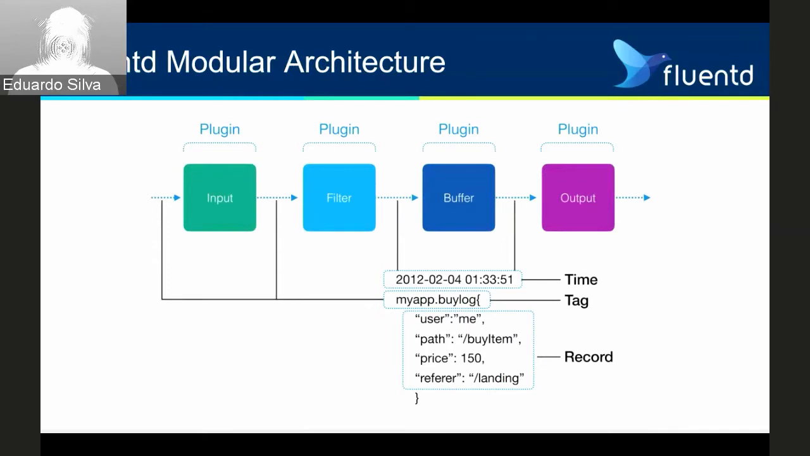For example, if we wanted to send information to Elasticsearch, it allows you to ingest data over HTTP using a specific JSON format. So an output plugin takes care of taking the internal record representation from Fluentd and converting that to the expected output destination.